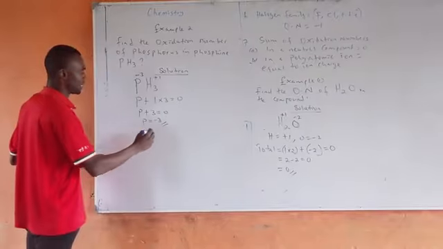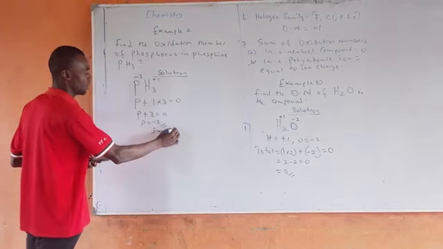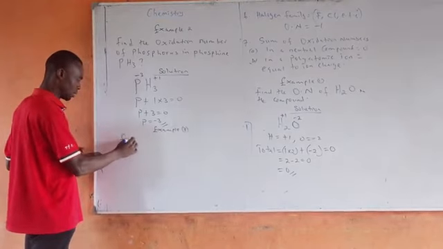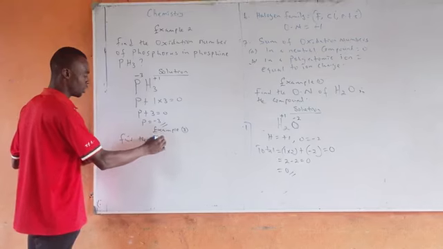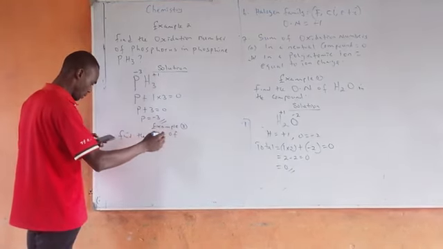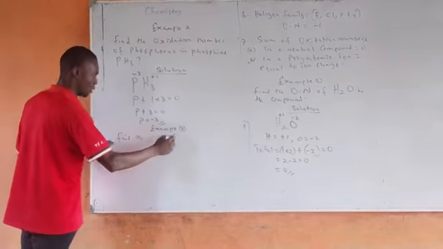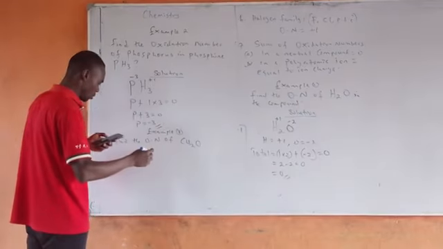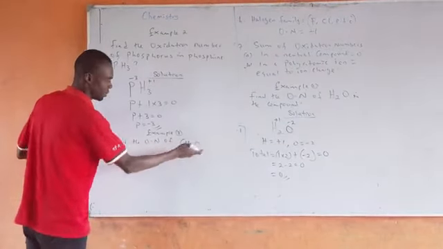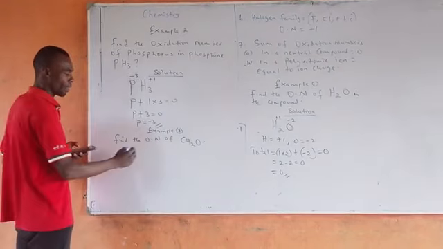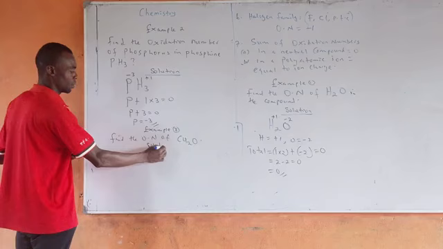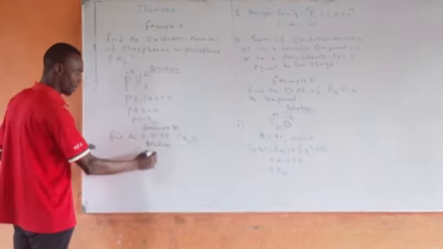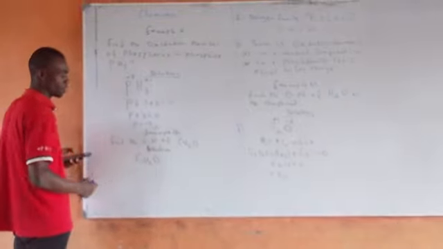Now, let's look at another example. Let's say example 3. Find the oxidation number of copper in this. The oxidation number of copper. When you say solution, we have copper. Now we should look for the oxidation number of copper.